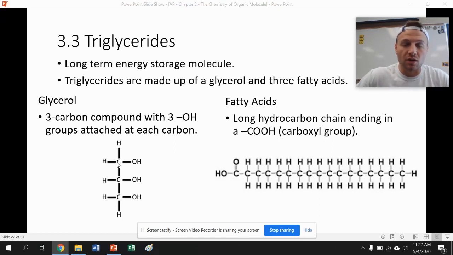Remember, organic molecules contain carbon and hydrogen and other elements, but as long as they have carbon, they are an organic molecule. So glycerol is going to form 3 bonds with fatty acids. Fatty acids are long hydrocarbon chains. You can see here they end with a COOH, which is known as a carboxyl group. These carbon chains can be various lengths, but as long as you have 3 of them attaching to a glycerol molecule, it's going to create a triglyceride.